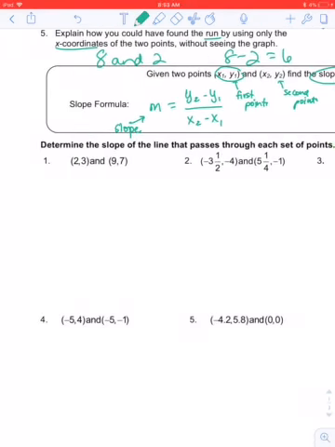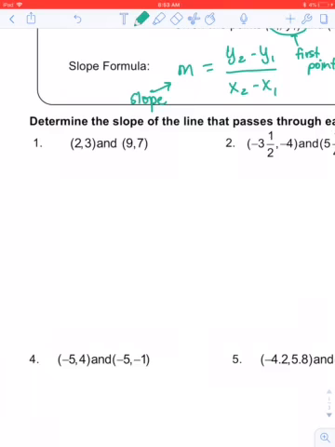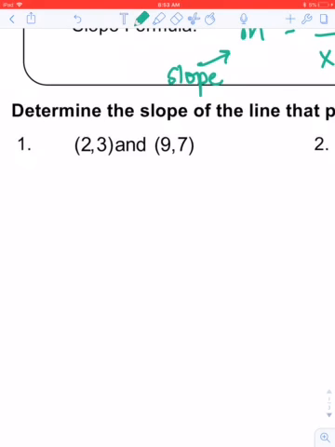So let's just practice. We've got the point 2, 3 and 9, 7. I'm going to go ahead and label this. This first point will be x1, y1, and the second point will be x2, y2. So I'm going to do 7 minus 3. Actually, sorry, too fast. Let me slow down here. Let me write my formula first. y2 minus y1 over x2 minus x1.